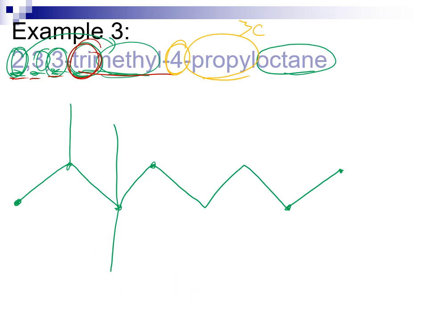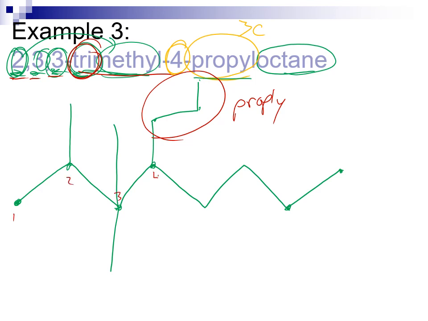And so on carbon number 4, I have a propyl branch, 1, 2, 3, and that consists of those 3 carbons there. So again, those 3 there are my propyl branch, and that is on carbon number, if we were to look at these 1, 2, this is carbon number 3, so that would be carbon number 4. And so there is my 2,3,3 trimethyl 4-propyl octane.